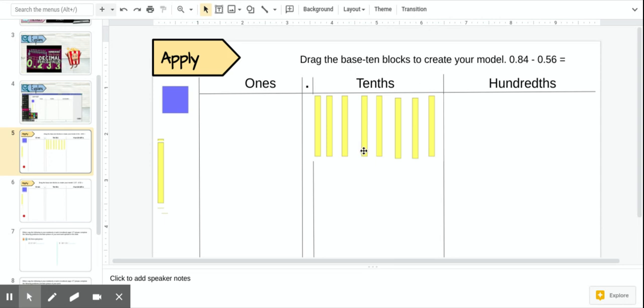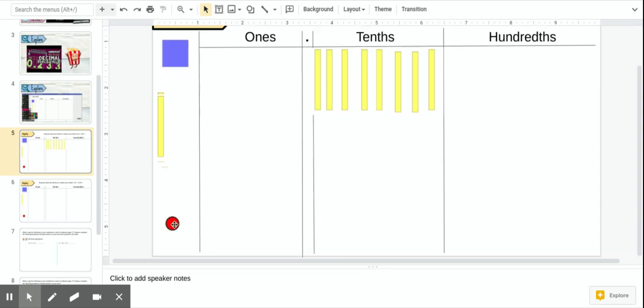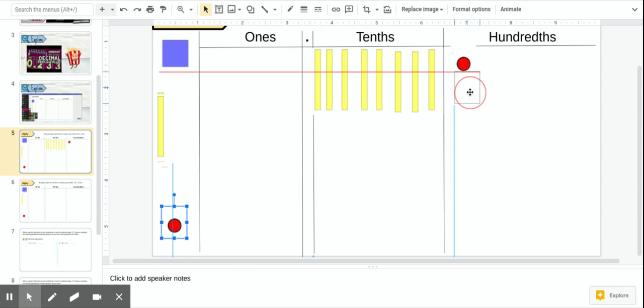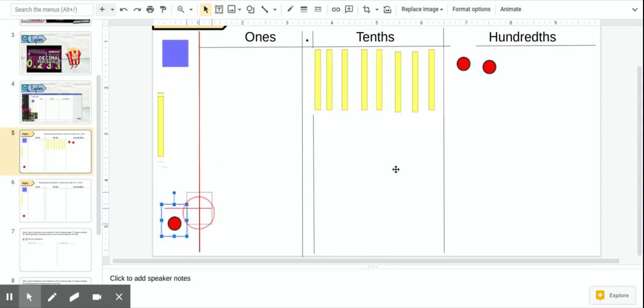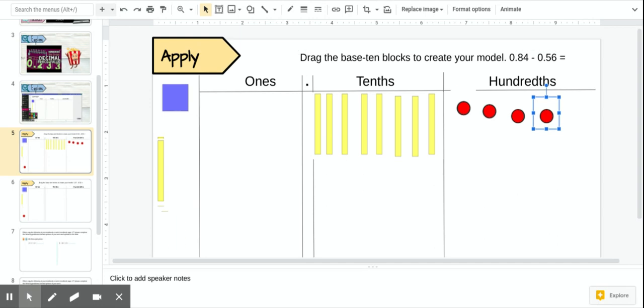1, 2, 3, 4, 5, 6, 7, and one more is 8. I'm going to sneak that in right there. Just want to make sure I have 1, 2, 3, 4, 5, 6, 7, 8.